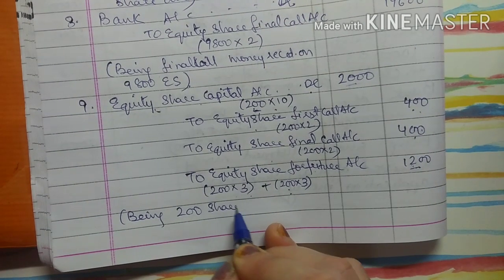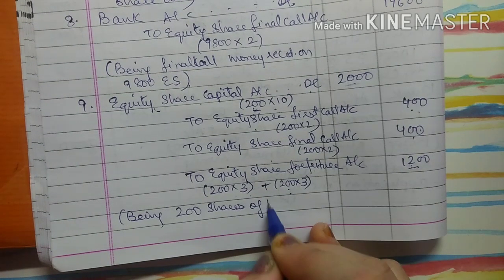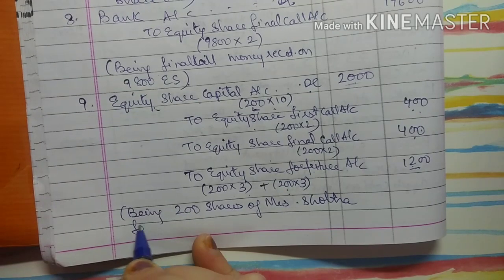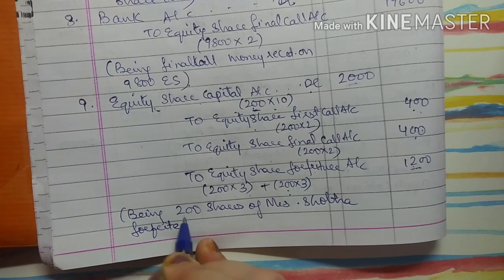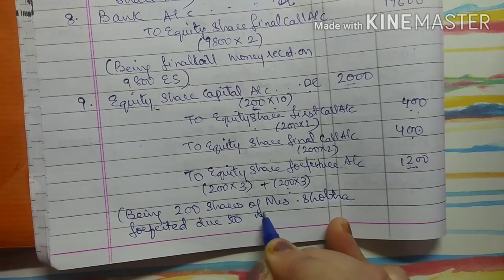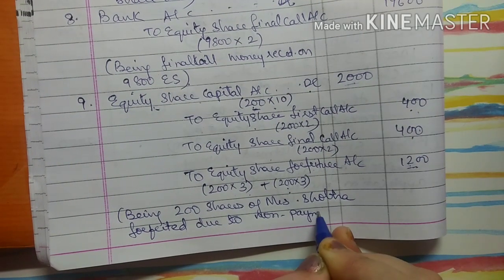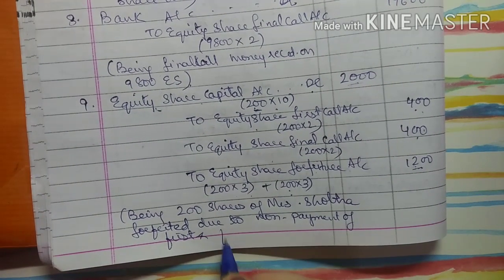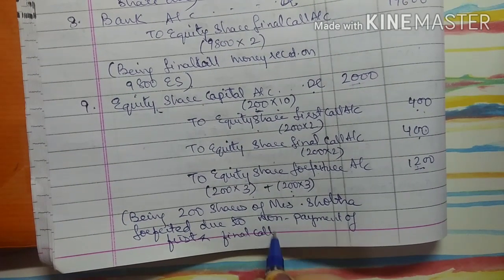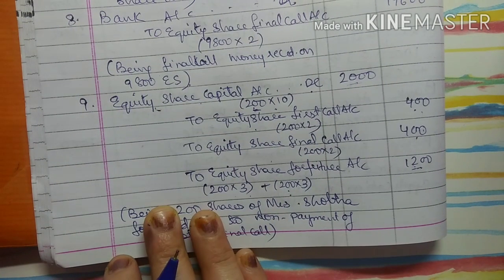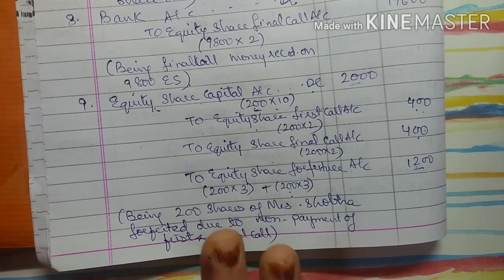200 shares of Mrs. Shobha forfeited due to non-payment of first and final call, right? 200 shares have been forfeited. So this is the last entry for this problem.